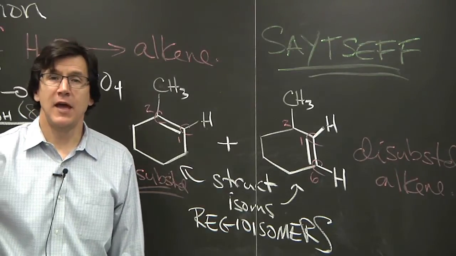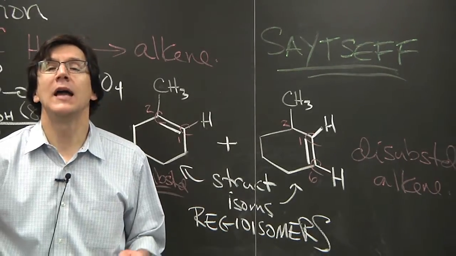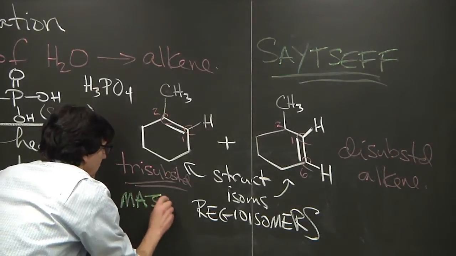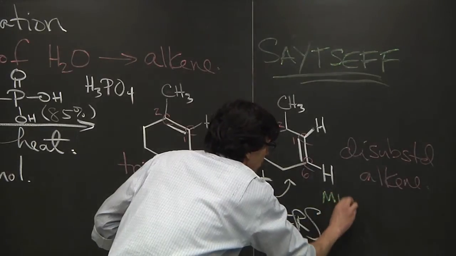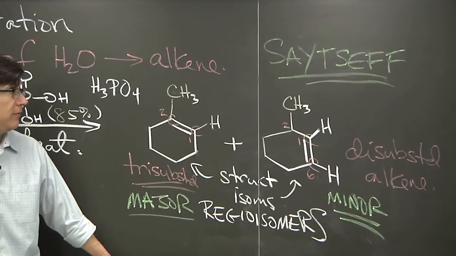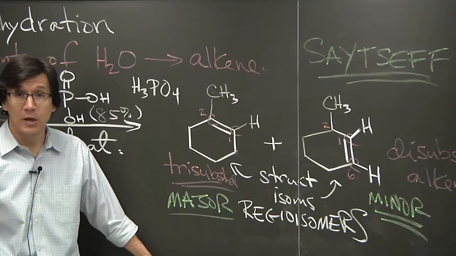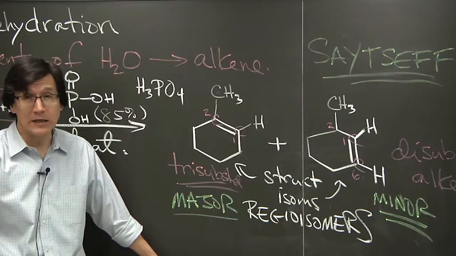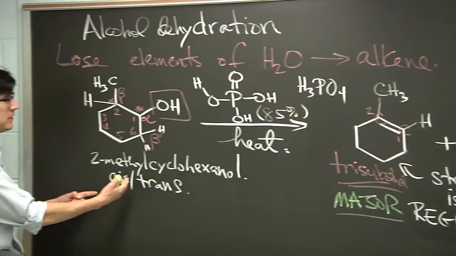Zaytsev's rule says that in an elimination reaction, you tend to get more of the more highly substituted product. So we would expect this to be the major product, according to Zaytsev's rule, and this would be the minor product. So one way of formulating Zaytsev's rule is when you have regioisomeric alkenes that can form, the predominant one will be the more highly substituted alkene.